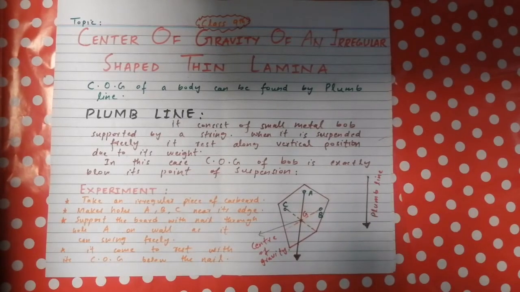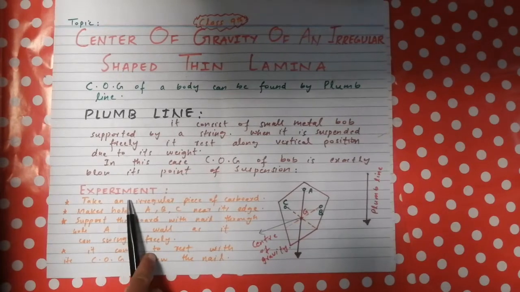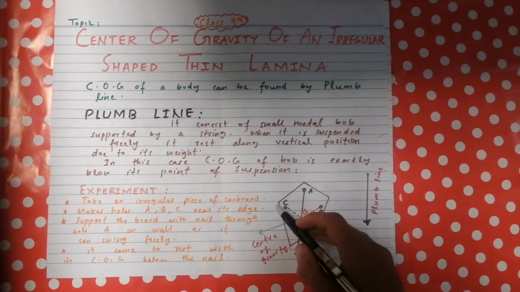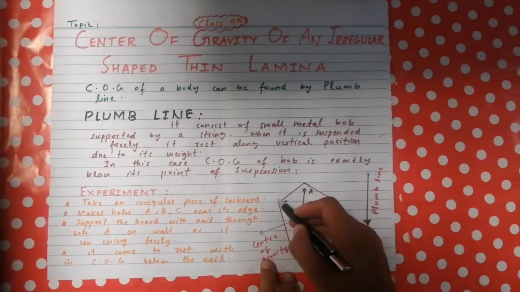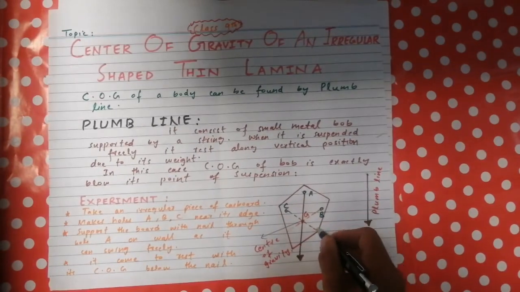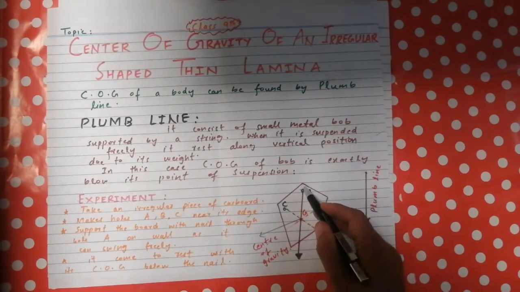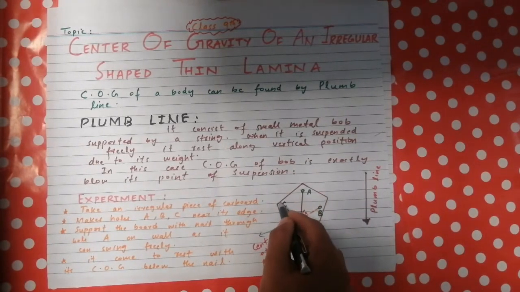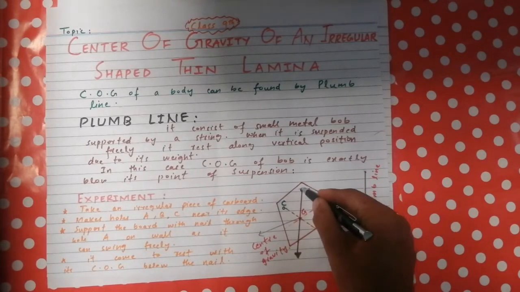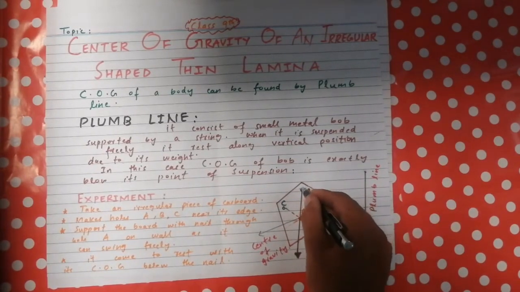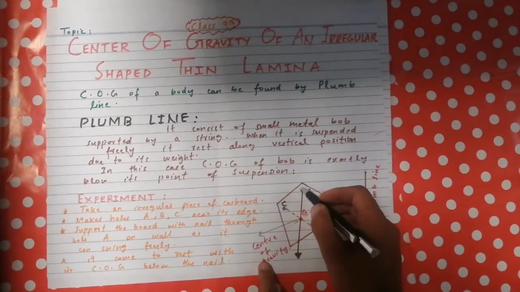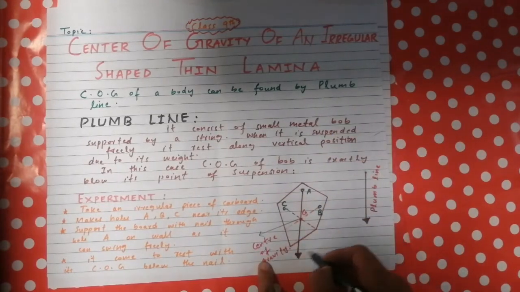In order to find the center of gravity of any irregular shaped object, we perform an experiment. We take an irregular piece of cardboard. Make 3 holes A, B and C at its edges. Support the cardboard with a nail on the wall through hole A so that it can swing freely.